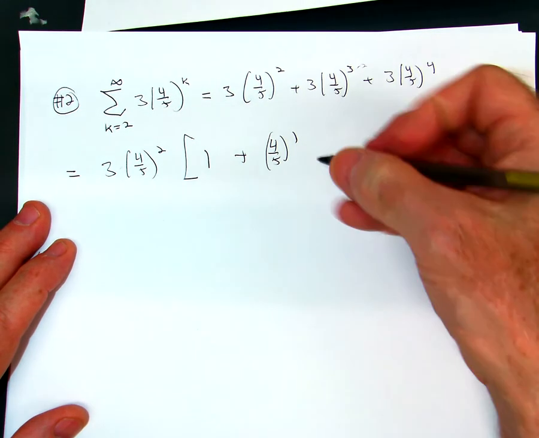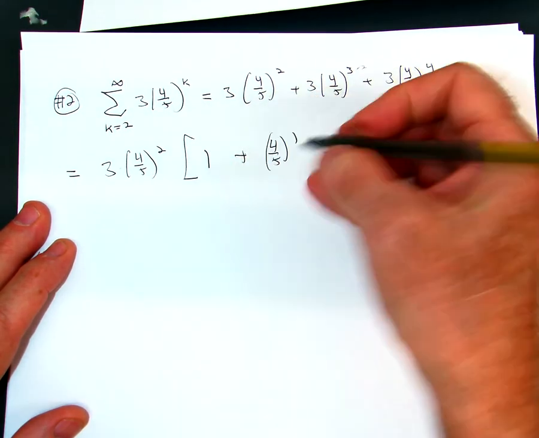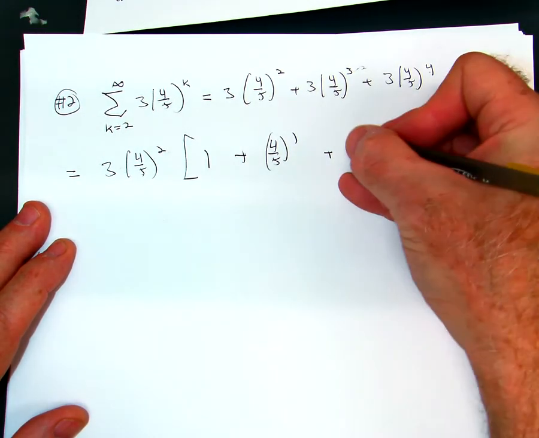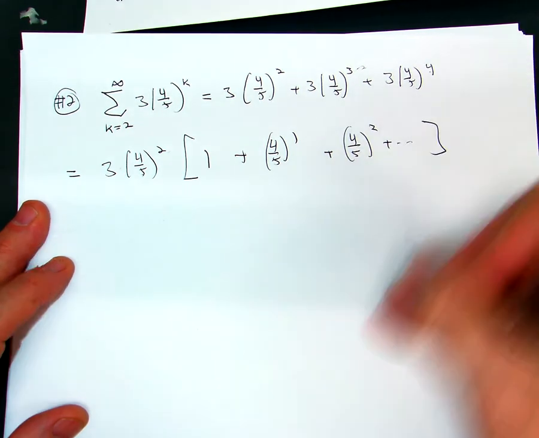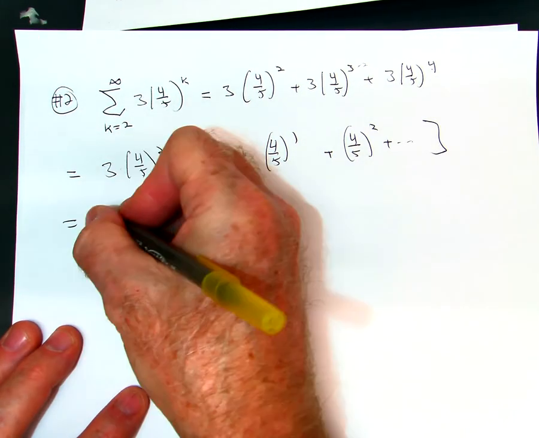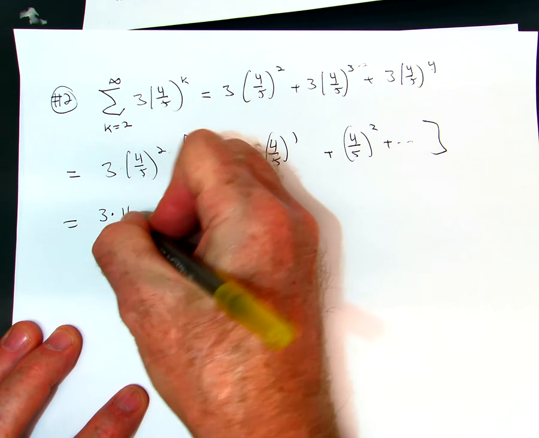Factor this out of this. The 3 gets factored out. Factor out 4/5 squared, 4/5 to the 4th, and I get 4/5 squared. So this is going to be equal to 3 times 16 over 25.